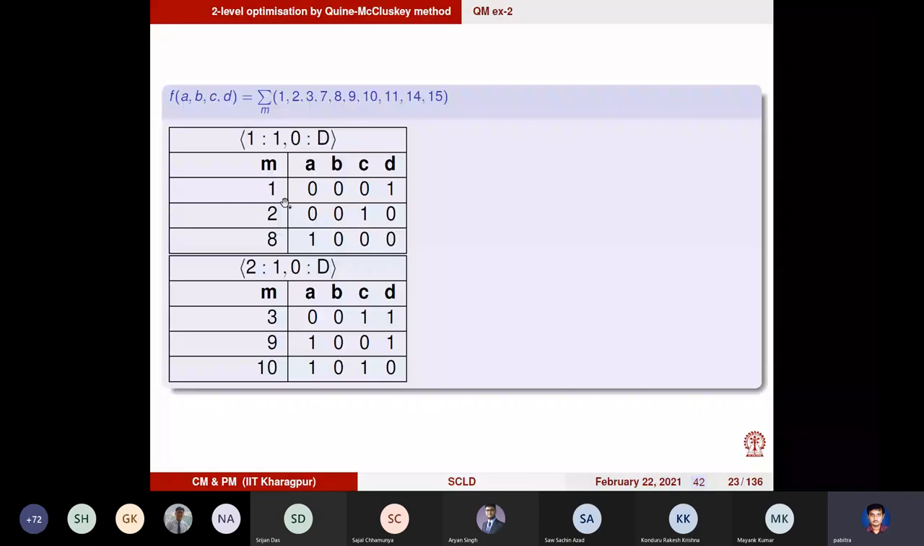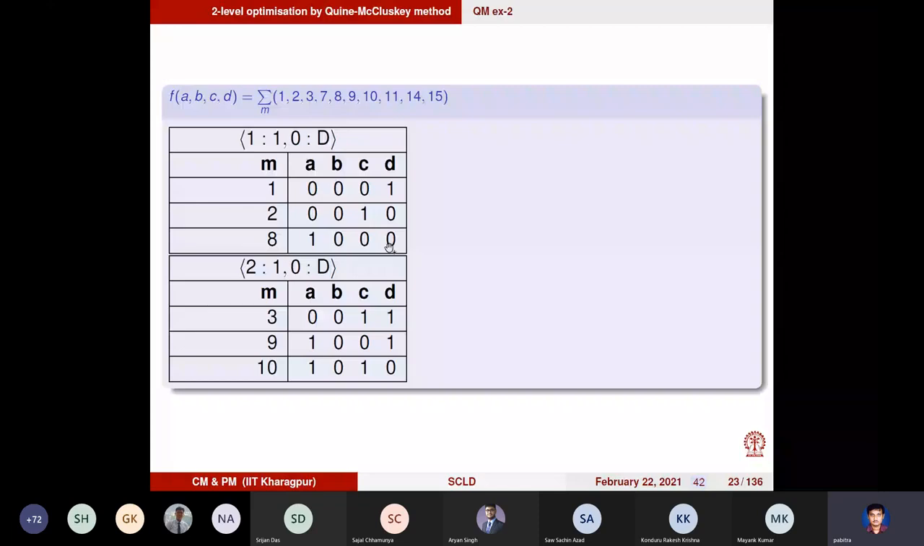1 combines with 3 and I get a larger cube, 00-1. Dash means C has been dropped, C is a don't care. Similarly, 1 and 9, I get -001. Similarly, you can combine 2 with 3, you get 001-. 8 and 9 can be combined. Similarly, 8 and 10 can be combined. So I get a table of two-minterm cubes.